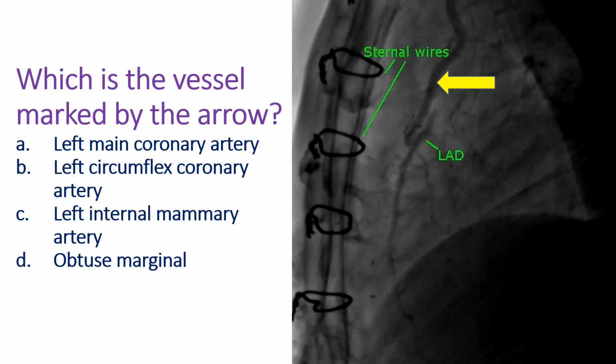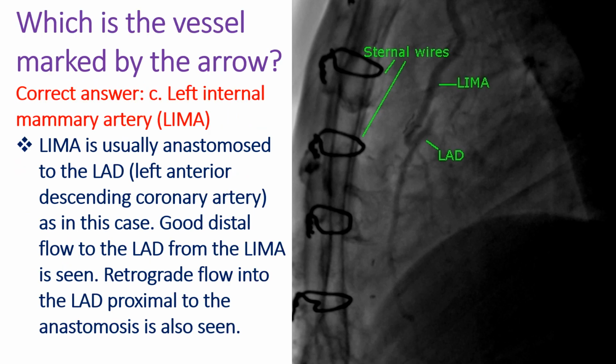Which is the vessel marked by the arrow? A. Left main coronary artery, B. Left circumflex coronary artery, C. Left internal mammary artery, D. Obtuse marginal. Correct answer: C. Left internal mammary artery, LIMA.